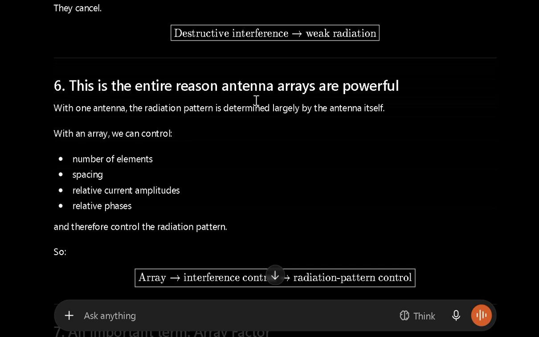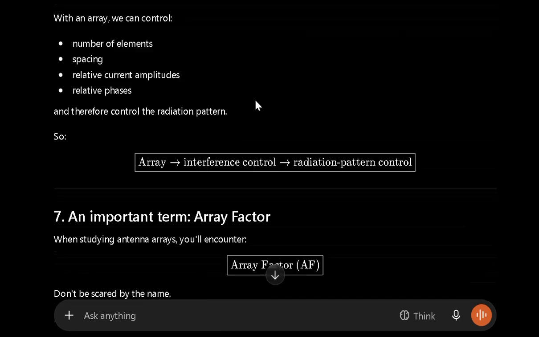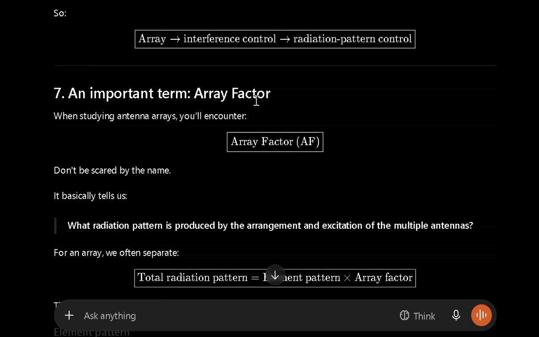This is the entire reason arrays are powerful. With one antenna, the radiation pattern is determined largely by the antenna itself. With an array, we can control the number of elements, the spacing, and the relative current amplitudes and magnitudes, and therefore control the radiation pattern. So interference control means radiation pattern control.